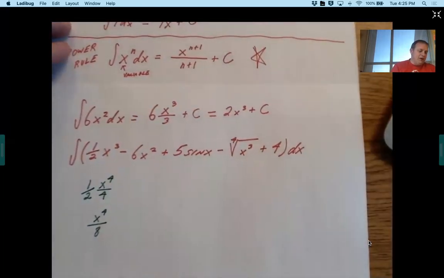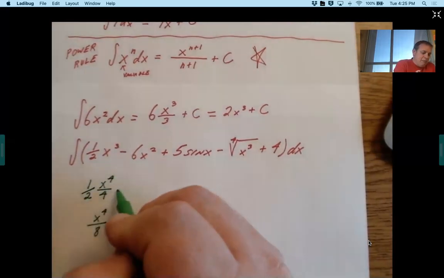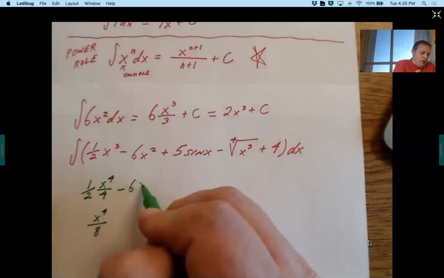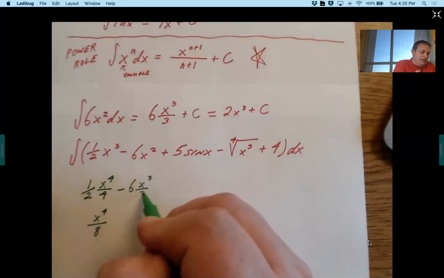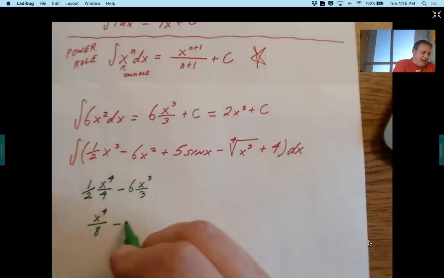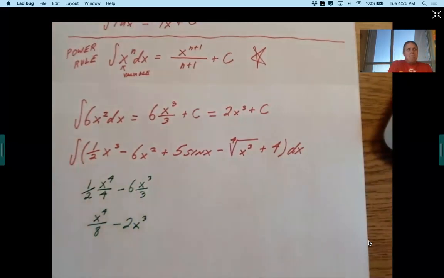All right, next part, minus 6x squared. Just like we did up top, minus 6, add 1 to the power, divide by the new power, gives us minus 2x cubed. And you'll get to the point, it might take a few days, but within a week, you'll just be rolling with things.